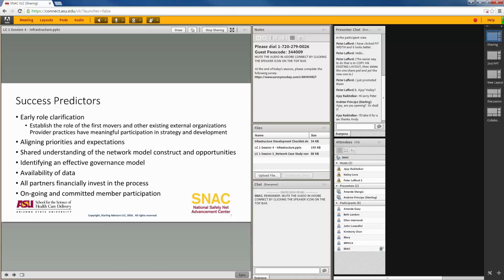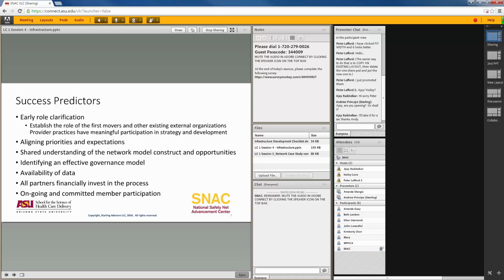So making sure it's clear that if the network is going to build capacity in a certain area, there is an expectation that the members will come along and buy into those services. There needs to be a shared understanding of the network model construct and its opportunities.